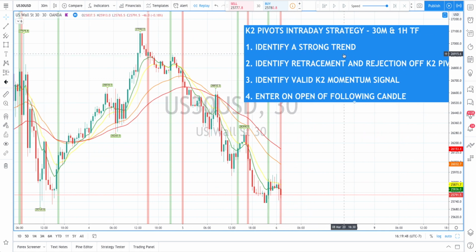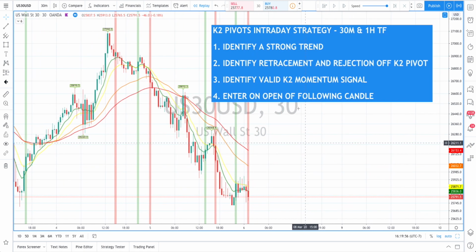So we've identified a strong trend downwards. You can see that the K2 pivots are pretty spread out, level 1, 2, 3, and 4. Next, we identified a retracement and rejection off the K2 pivot zone. So you can see right here, price came down, it retraced up in this direction, and then it rejected off the level 2 right here. So those 2 requirements are met. Last requirement, we identified a valid K2 momentum signal. Right here, we have a valid sell signal because it is a sell signal with a red bearish candle.